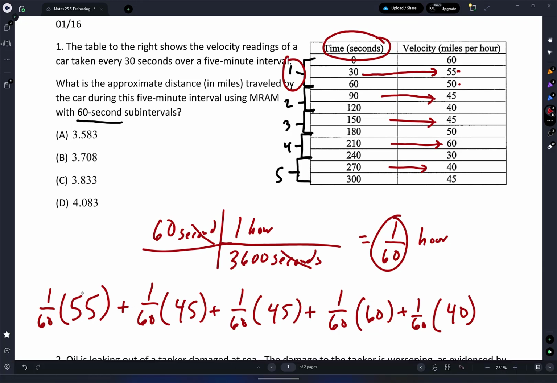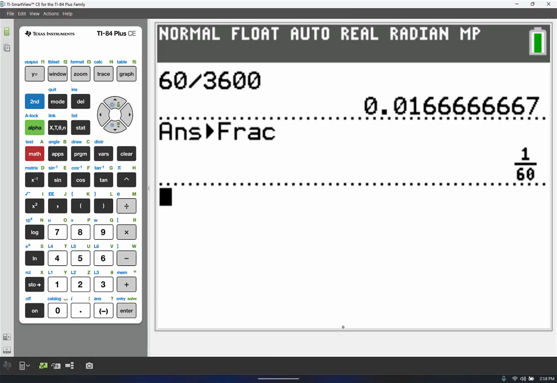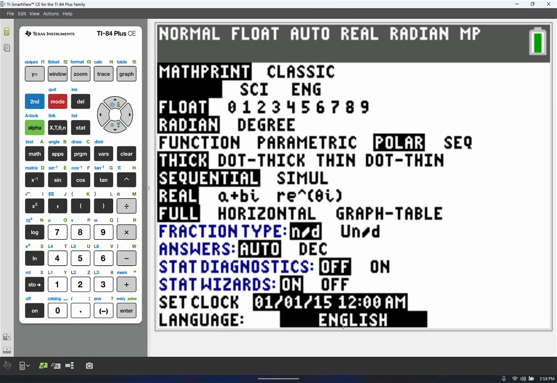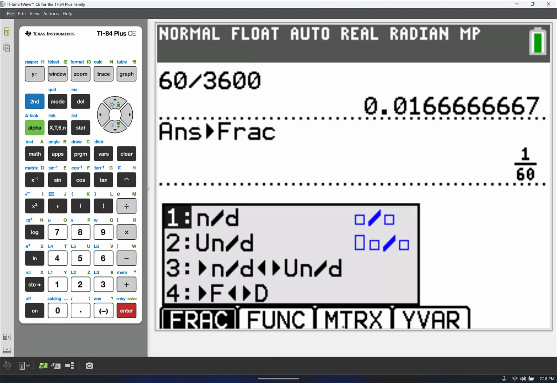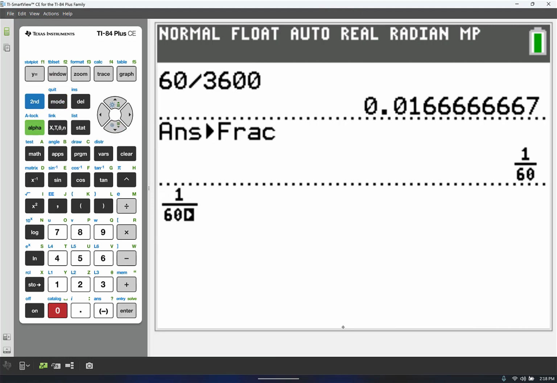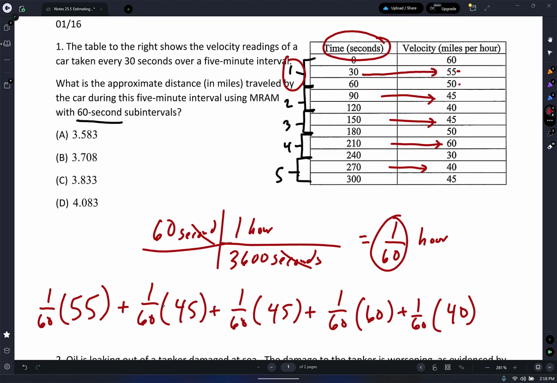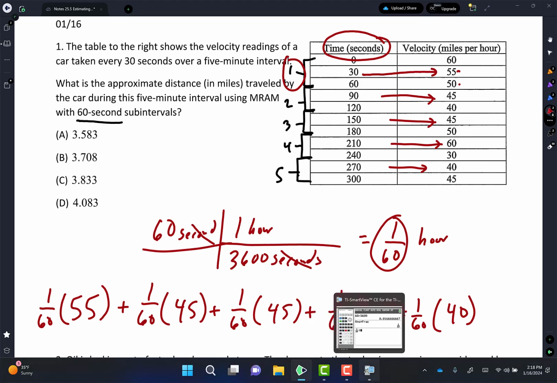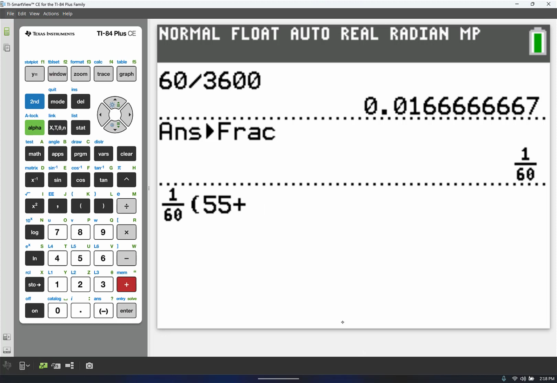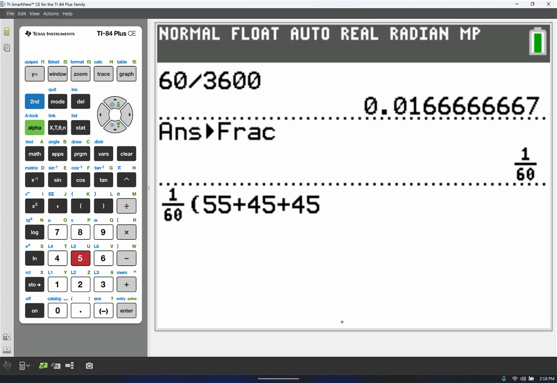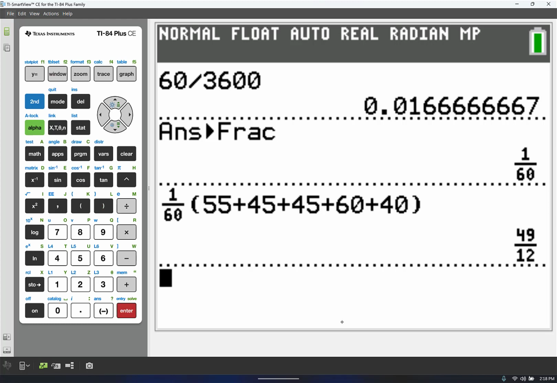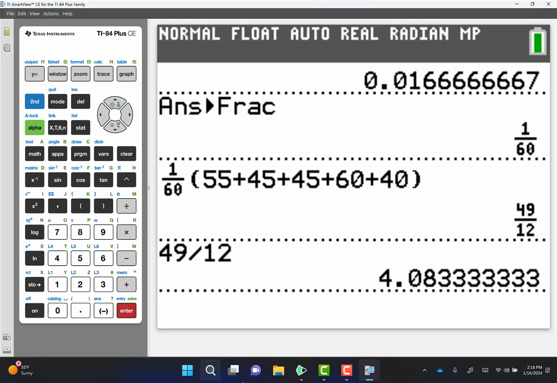Yes. So I'm going to factor it out. I'm going to use the little fraction feature here. Alpha y equals enter. 1/60, and I'm going to put a parenthesis, and then I'm just going to put all these values. 55, 45, 45, 60, 40. Let's see if I can remember. 55, nope, I already forgot. Short-term memory. What was the next one? 45, 45, and then 60, and 40. Close it. I got 49/12, which is 4.083.